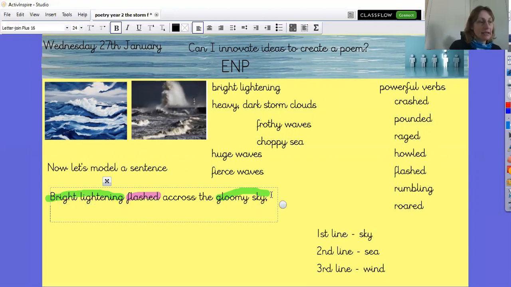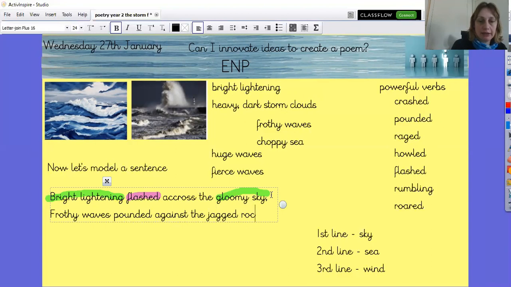Now the second line needs to be about the sea. So in that picture there, you can see that the waves look really quite frothy. So I'm going to write frothy waves. Now I need a verb for what they're doing. They're making that sea kind of bash against the rocks. So I'm going to choose that word pounded. Frothy waves pounded against the jagged rocks.